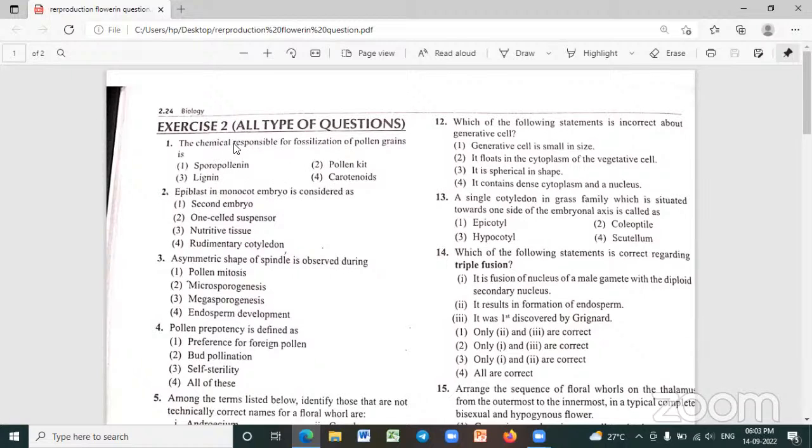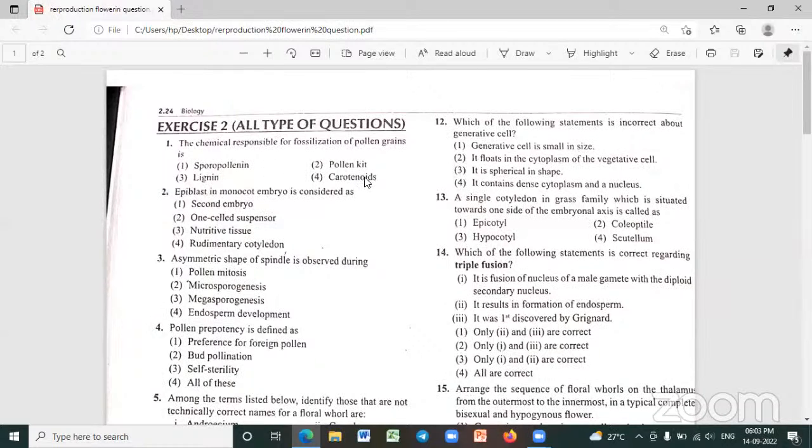It's a chemical responsible. You can imagine these are chemical substances. Which one is the chemical substance? Sporopollenin is one of them. Lignin and carotenoid are the other two. Pollen kit is nothing but a small bag-like structure, isn't it? Carotenoid is one of the pigments, and lignin is also one of the things. But here they mentioned fossilization. Which one is the correct answer? Sporopollenin is the correct answer, because the others do not come under it.